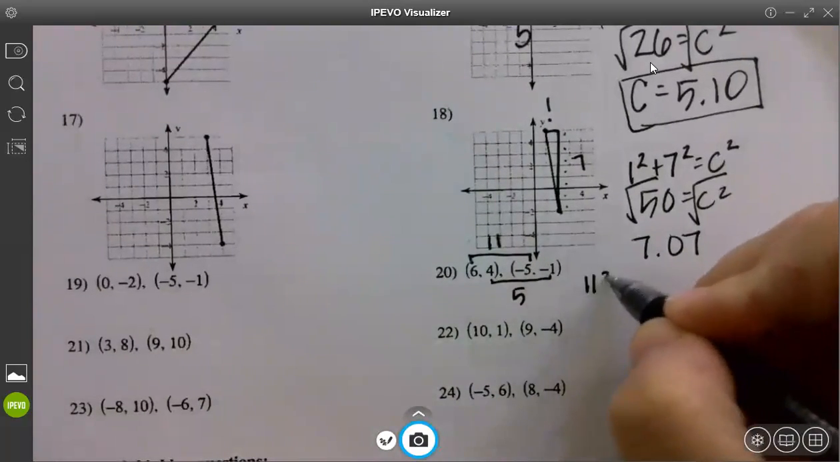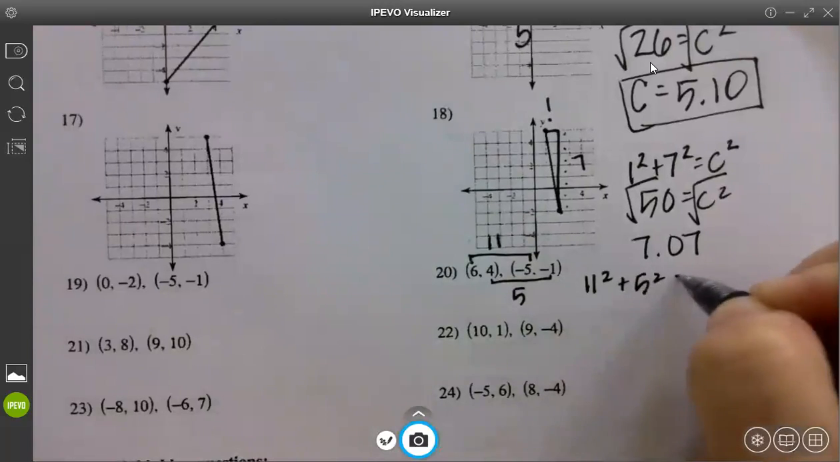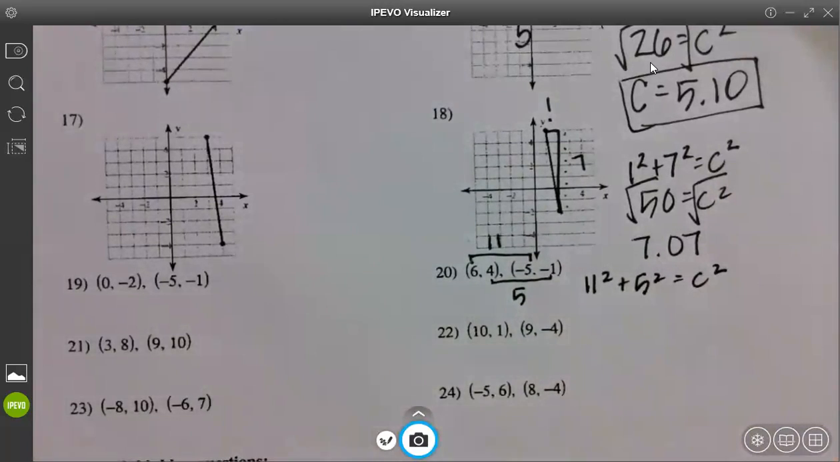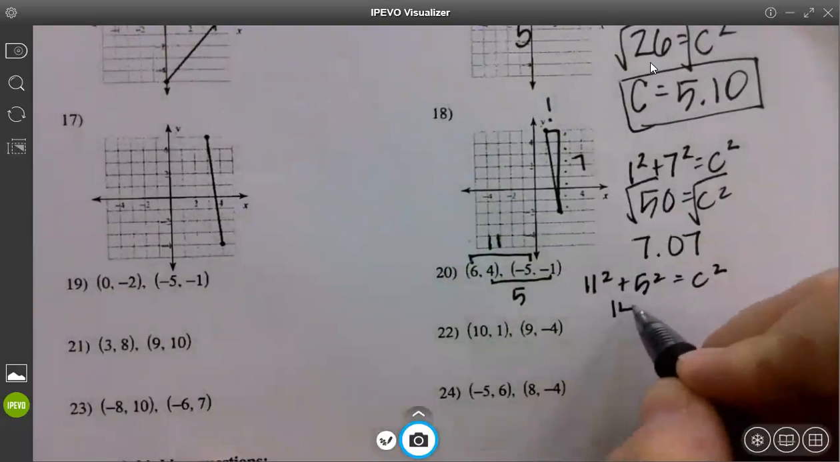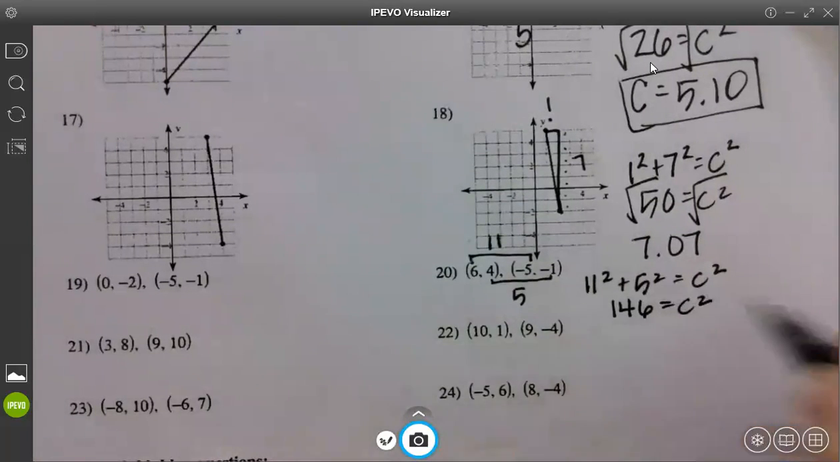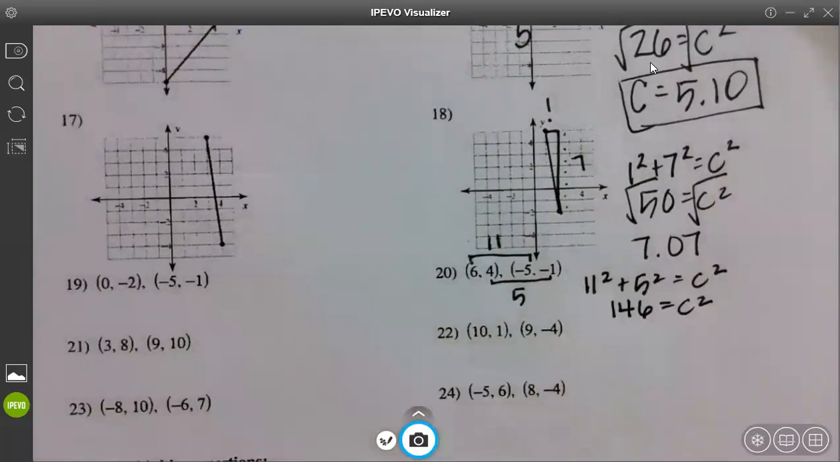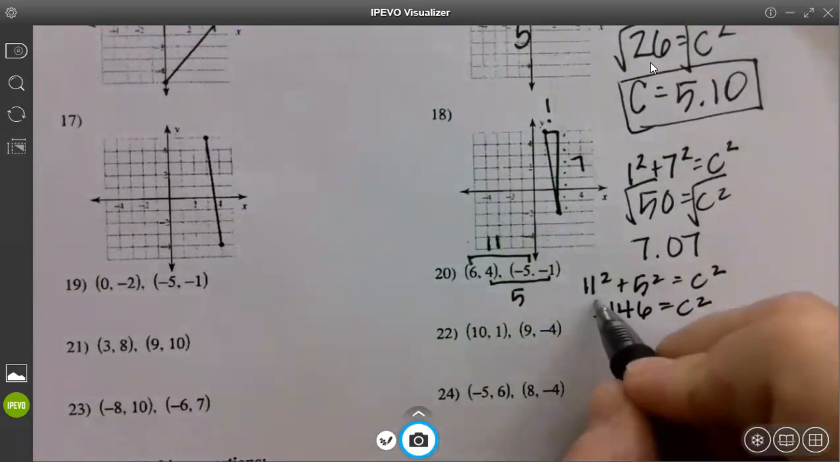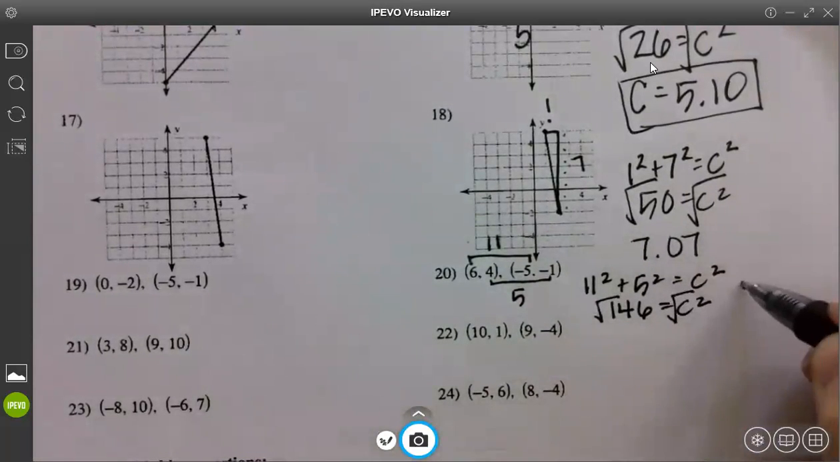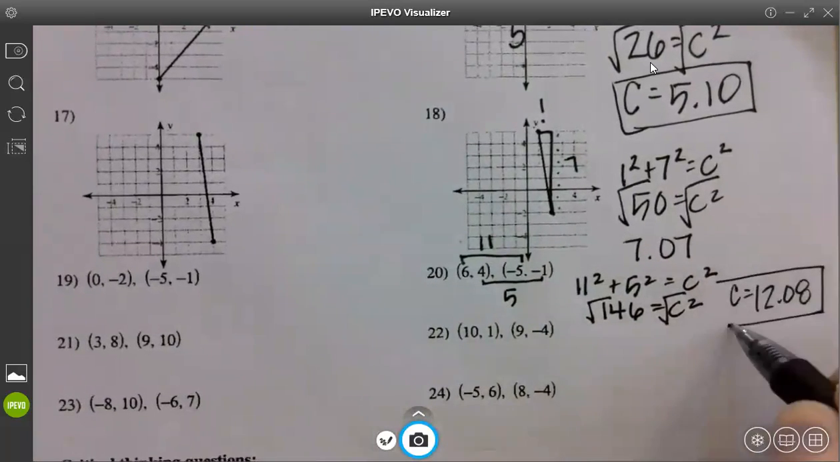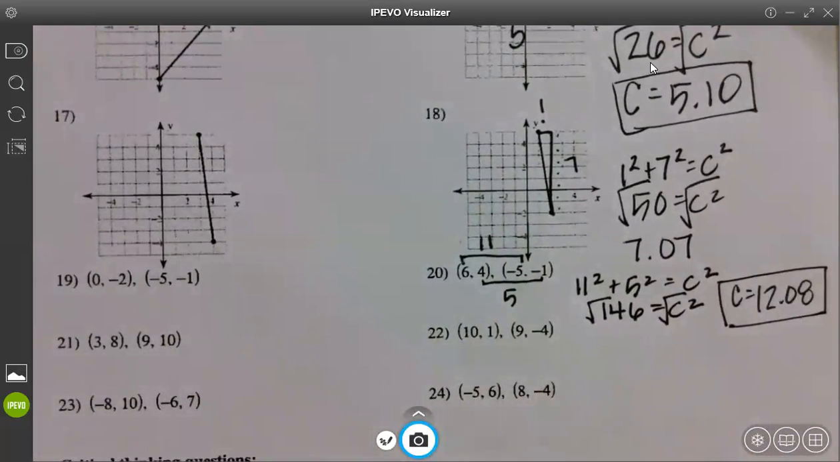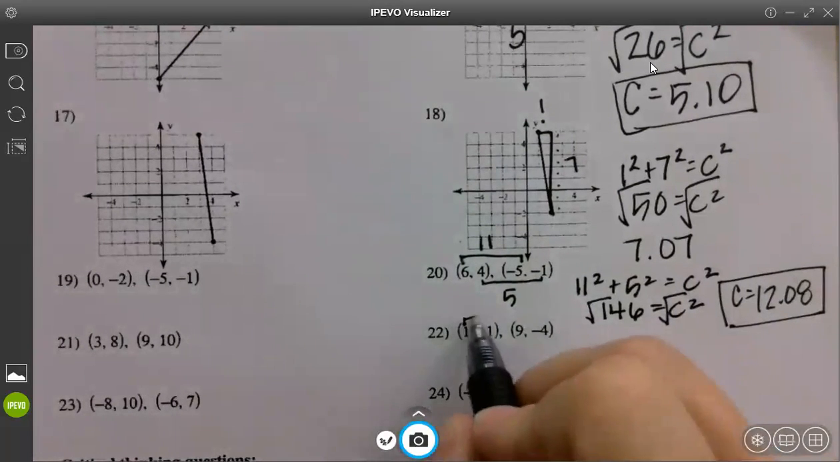So we're going to have 11 squared plus 5 squared equals c squared. 11 squared plus 5 squared is 146. And then the square root of that is 12.08. Perfect. All right. Like I said, 2 more and then some quiz.